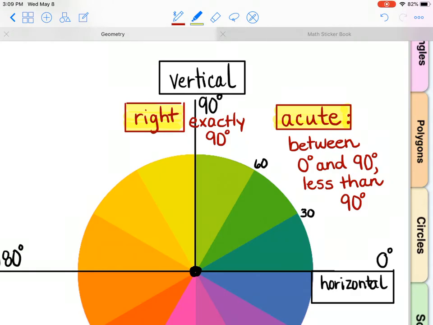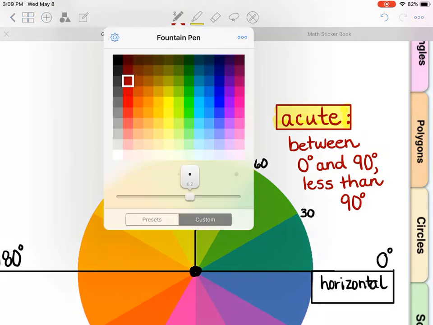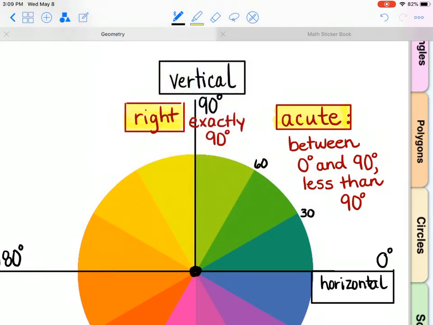And when you have that right angle, you sometimes see a special symbol down here. This is called the vertex, and we'll talk more about that in a minute. But you sometimes see a box here at the center, and that indicates 90 degrees. So we have acute little angles that are less than 90, and then exactly 90 degrees is a right angle.